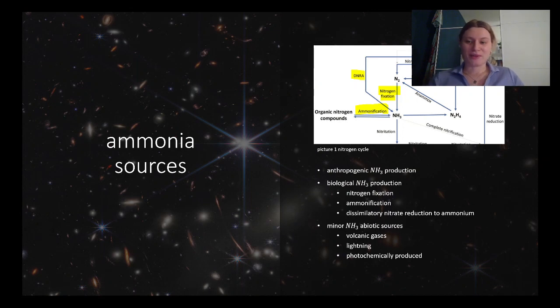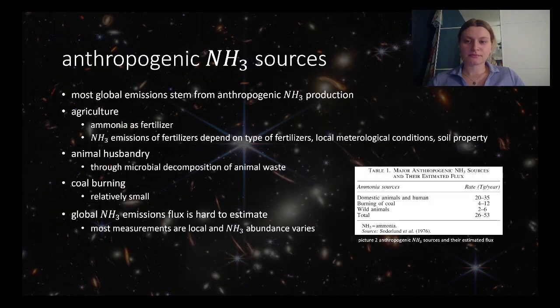Now let's start with the ammonia sources. I already highlighted in picture 1 the 3 sources or ways of production that I will talk about. There's anthropogenic NH3 production, biological production, and there are also some minor abiotic sources. Let's start with the anthropogenic NH3 sources and the production of them.